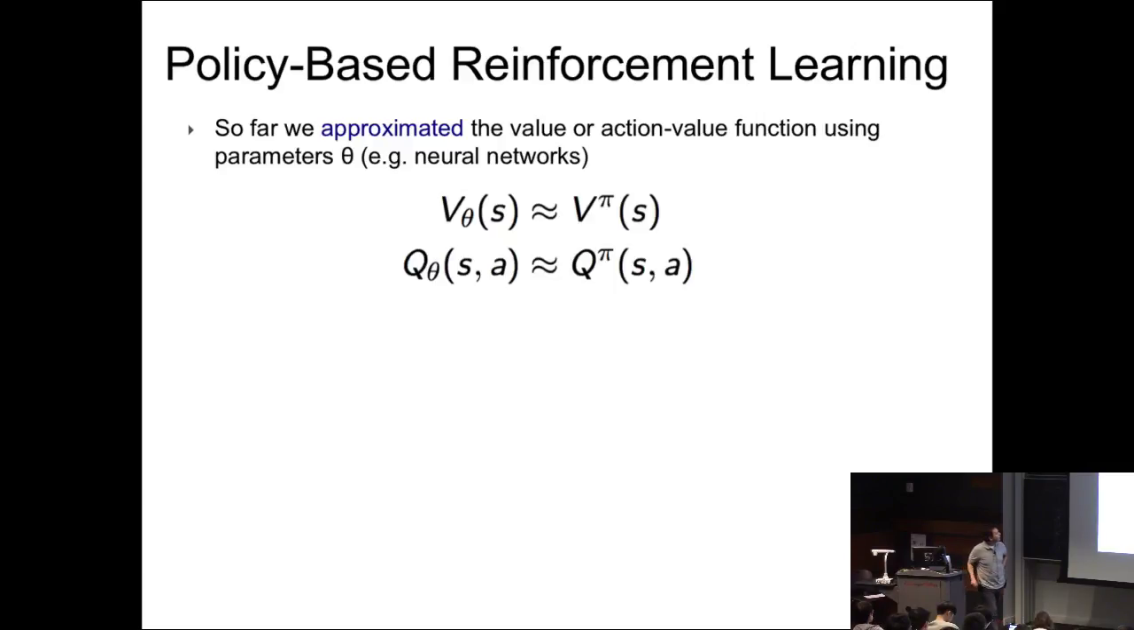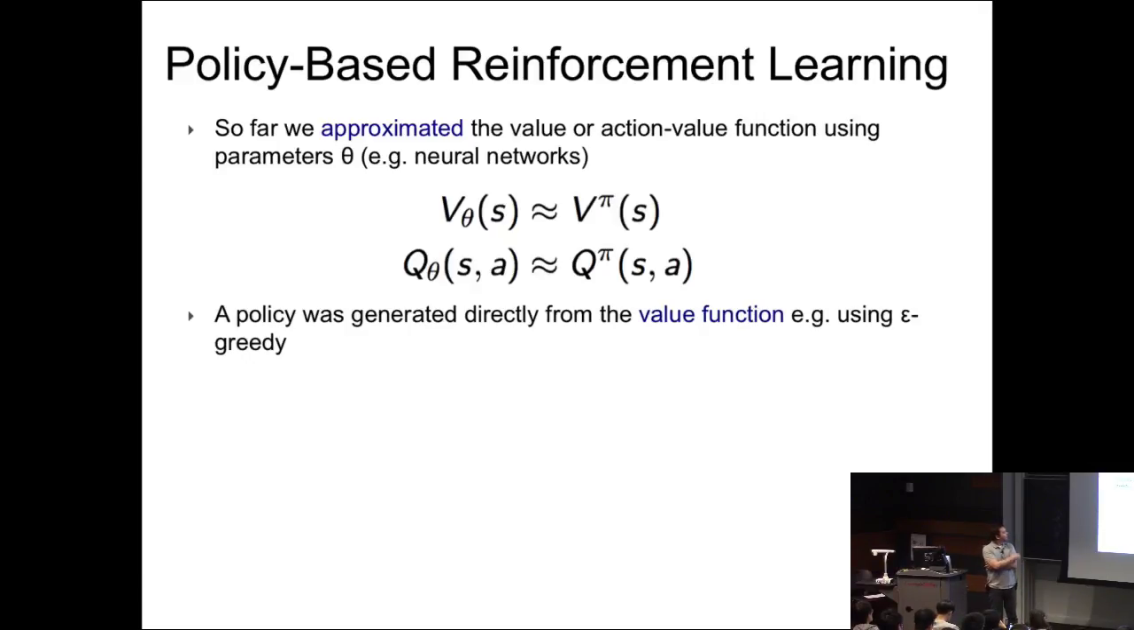The basic idea is very simple, but at the same time, going through the equations can be tough. Okay, so far, we've approximated the value or action value function using some parametric function, typically a neural network, parameterized by some parameters theta. So we say the value function is a function of parameters theta. We're approximating the true value function under some policy pi, or the same thing for the Q function. And then we would generate a policy directly from the value function.